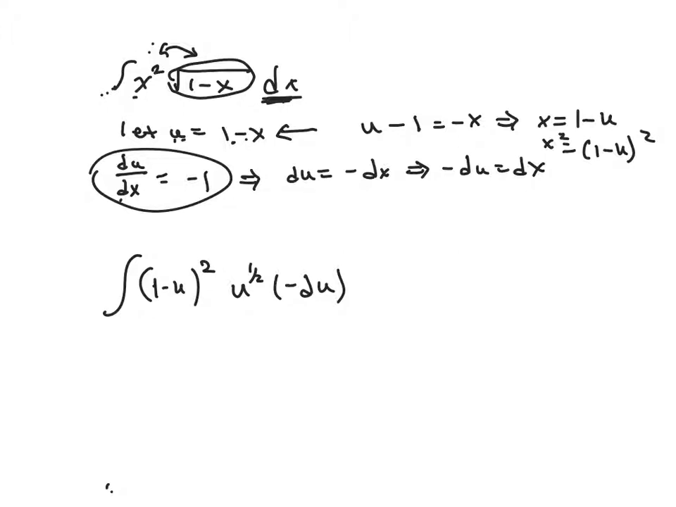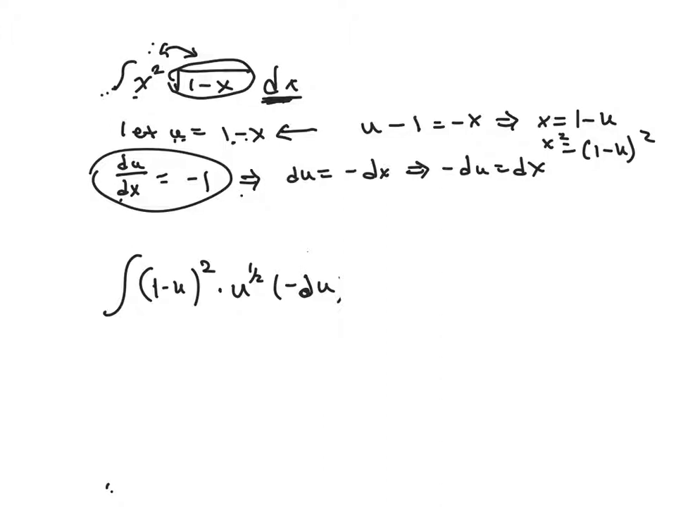So I have 1 minus u squared times u to the 1/2 times negative du, sorry, not minus, times negative du. Oops, that was an accident. Let me erase that. Find my little eraser here. Okay.